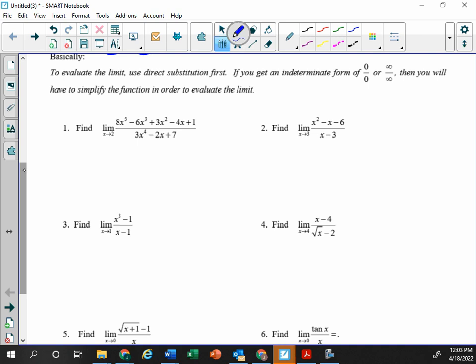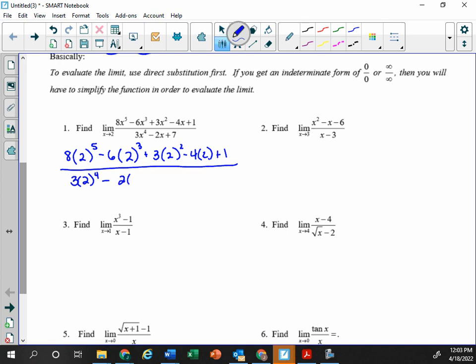Okay? So to find this limit, we're going to do 8 times 2 to the 5th minus 6 times 2 cubed plus 3 times 2 squared minus 4 times 2 plus 1 over 3 times 2 to the 4th minus 2 times 2 plus 7. All right, guys, without a calculator, try to do that for me. I know. 2 to the 5th, that's the biggest one you got there, though. You can handle that. Use your fingers if you need to.